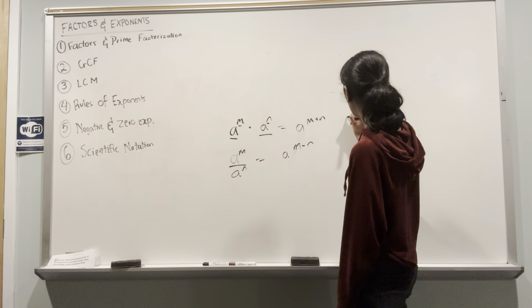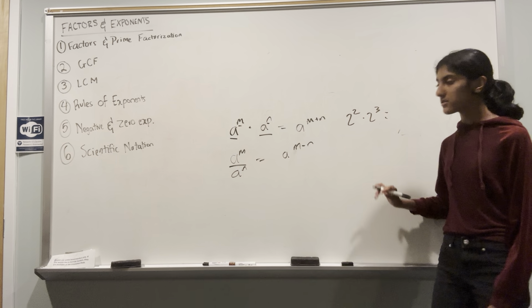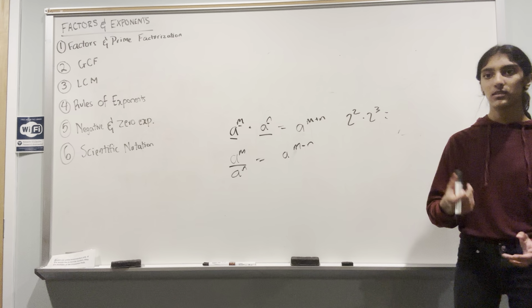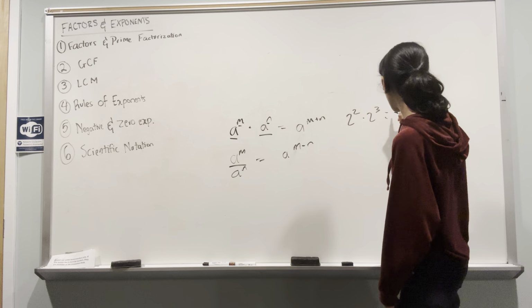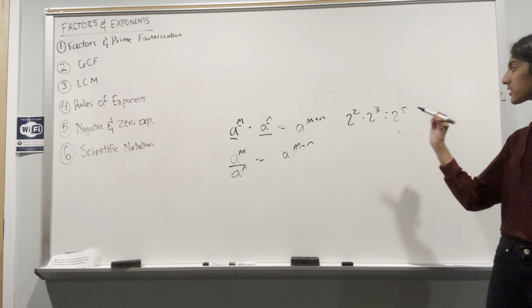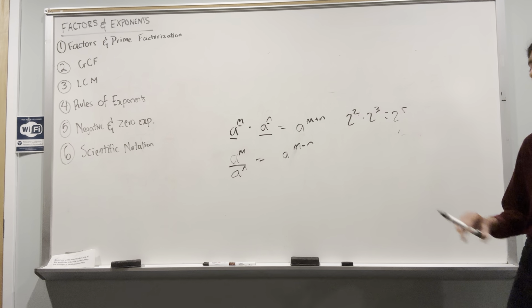So if I have 2 to the power 2 times 2 to the power 3, what is that going to equal? Go ahead. 2 to the power 5. Yes, because they're going to be added. It's very easy to think of these exponents as multiplying, which in this case they will not be multiplying.